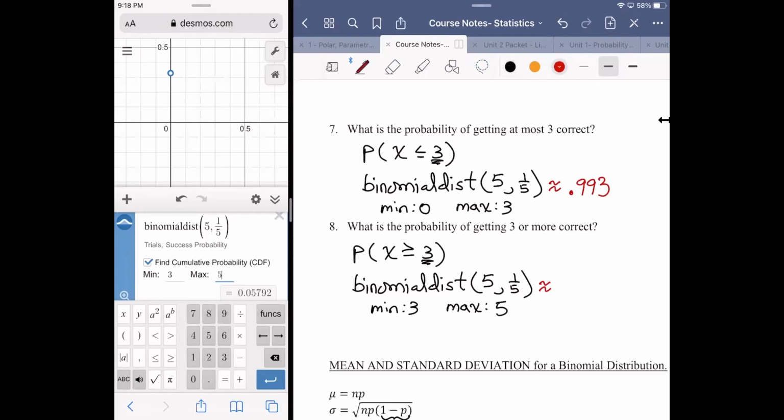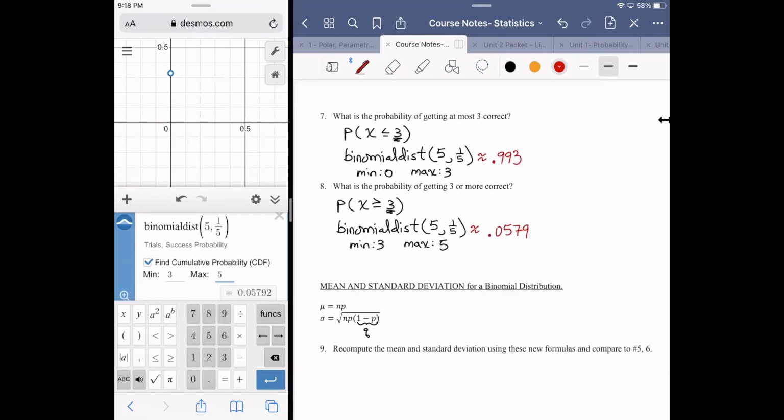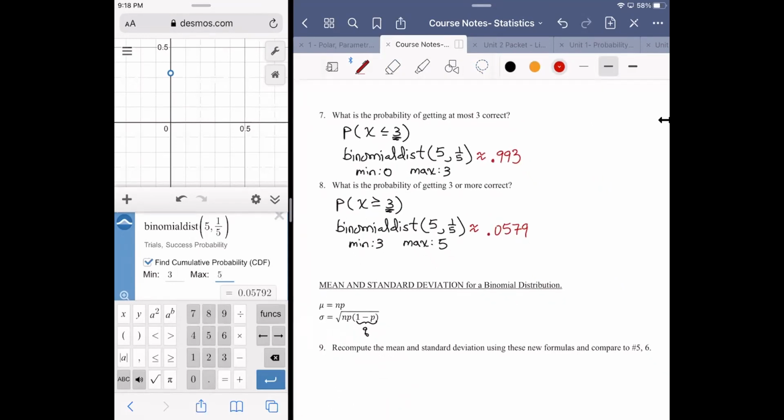And so we'd be looking at 0.0579. That's really all you'd have to do, because the calculator is doing all the work for you. It's really just a matter of knowing what to put into the calculator. Once you figure that out, it's a whole lot easier.